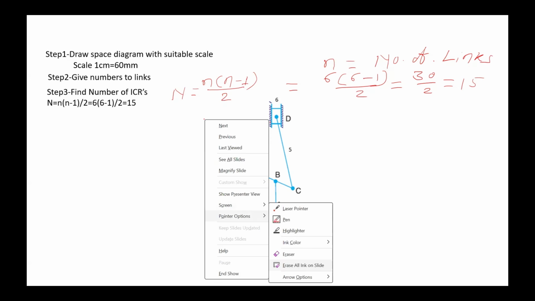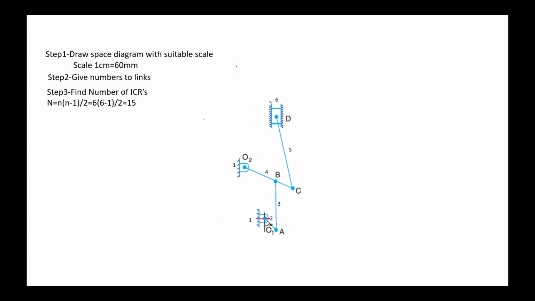But remember that all 15 ICRs are not necessary to locate unless they have asked you to locate all ICRs. It is not required to locate all ICRs. What you are finding depends on that. You have to locate only those ICRs which are required for your calculations. We will see later which ICRs are required for our calculation.